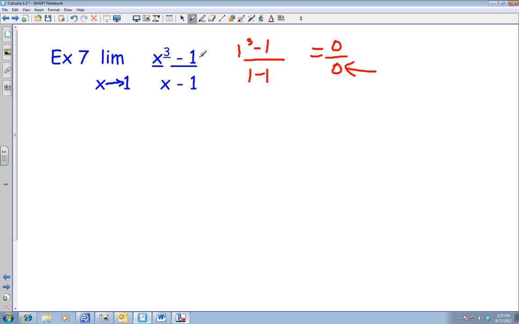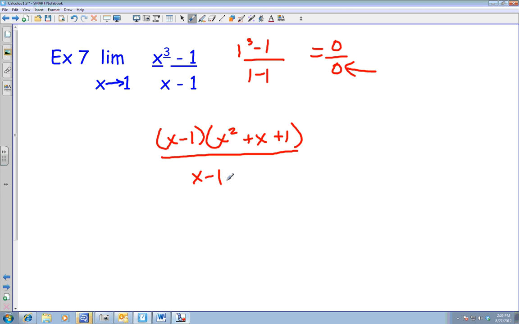The top, you may have forgotten, is the difference of cubes. So I'm going to factor this. Now this is one that you may have forgotten how to factor. I factor x cubed minus 1 as x minus 1 times x squared plus x plus 1. Like I said, that's one of those where you may have forgotten how to factor that, over x minus 1. Now this is a really good thing because now I can cancel my x minus 1's. And I have x squared plus x plus 1 left.